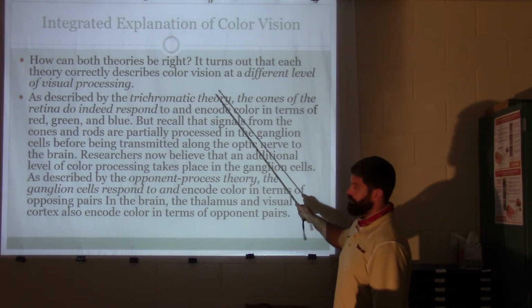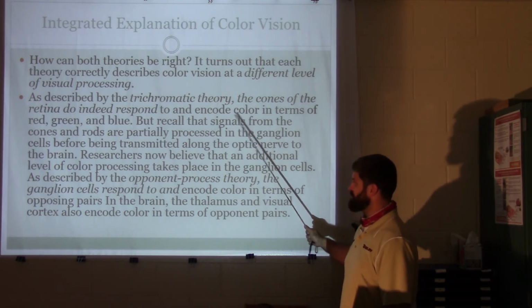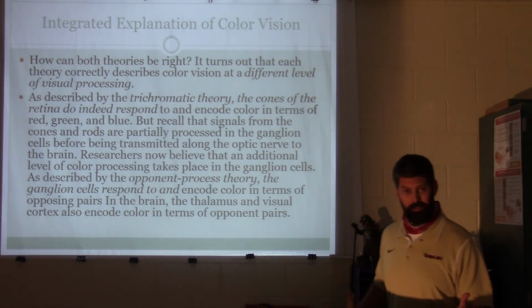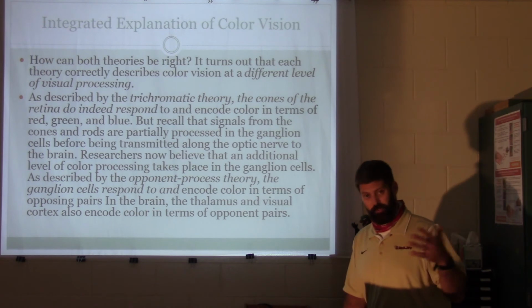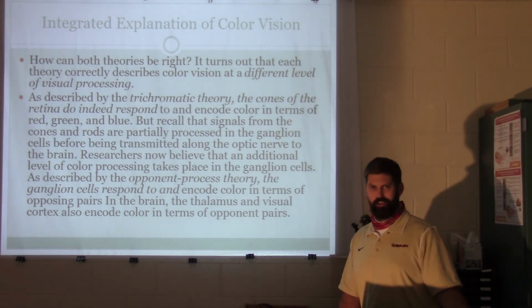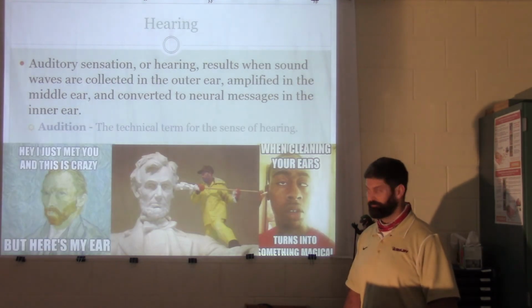So trichromatic theory says something happens immediately whenever the light hits the cones, and opponent process theory says that in the processing we do as it travels through the brain, there's some sort of processing of color there as well that uses opposing pairs.